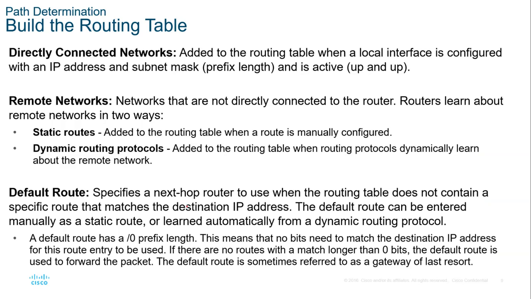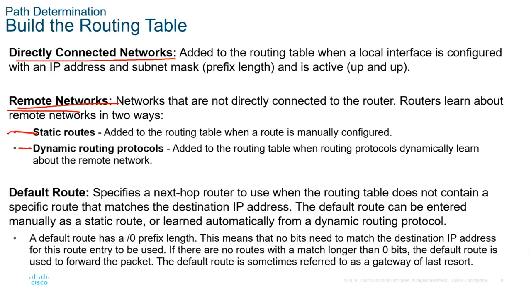Path determination. In path determination, to build the routing table, we have three ways of learning the routes. So we have what we call directly connected networks, then remote networks. In remote networks, we have the static route and dynamic.